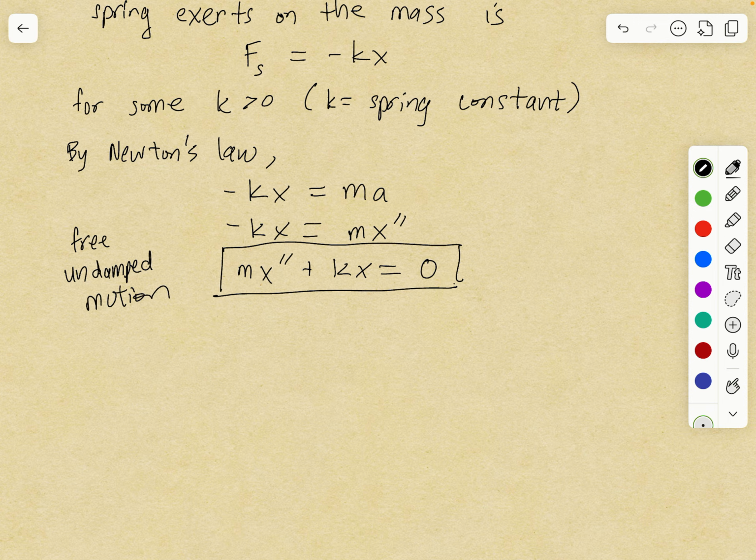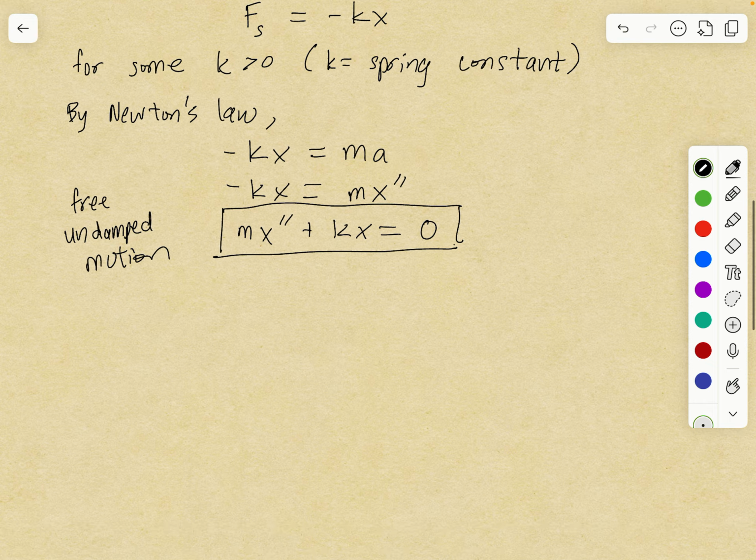So in this case, the coefficient of x prime is 0. That is the undamped case, and the free case is when the function on the right is 0. So in general, you could have mx double prime plus kx, undamped motion, equal to some function of time, and then that would be forced, not free. So this is the easiest case, free undamped motion, and we know how to solve this differential equation.